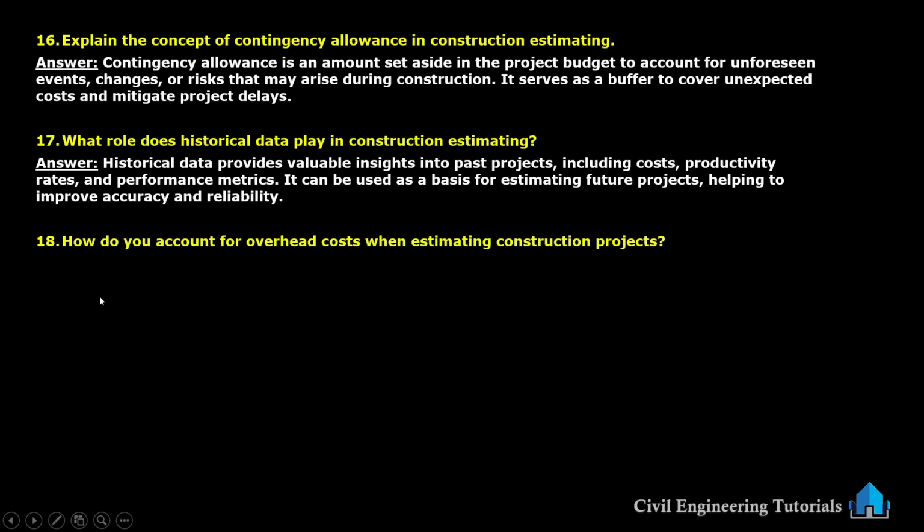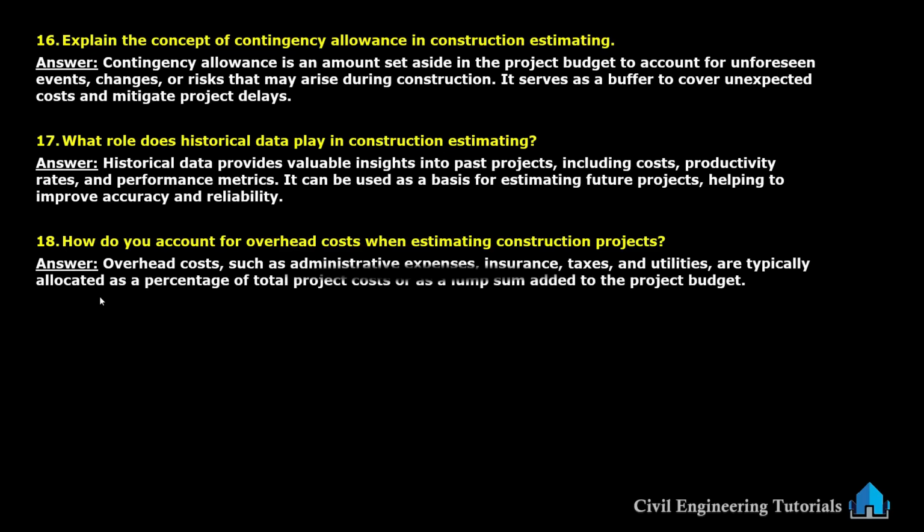How do you account for overhead costs when estimating construction projects? Overhead costs such as administrative expenses, insurance, tax, and utilities are typically allocated as a percentage of total project costs or as a lump sum added to the project budget.